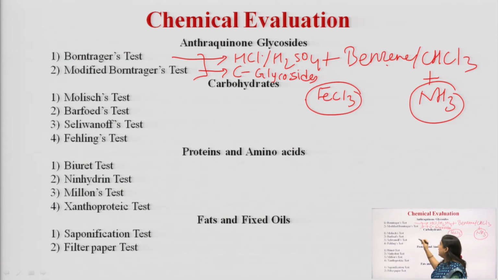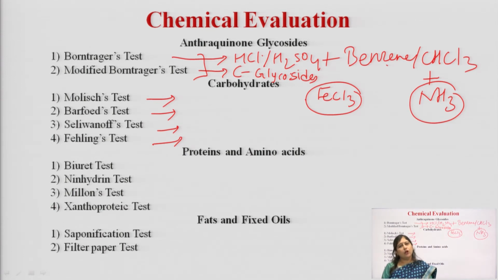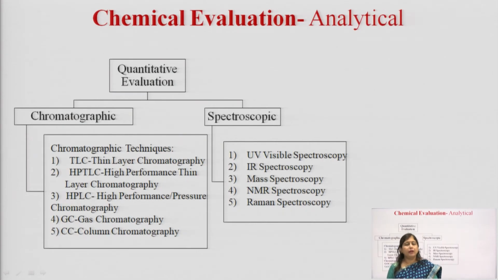Then for carbohydrates, we can do the Molisch test, Barfoed's test, Seliwanoff's test or Fehling's test. These are very common tests which you must have done in your school itself. Then for proteins, we perform biuret test, ninhydrin test, Millon's test and xanthoproteic test, and for fats and fixed oils, we perform the saponification as well as the filter paper test.